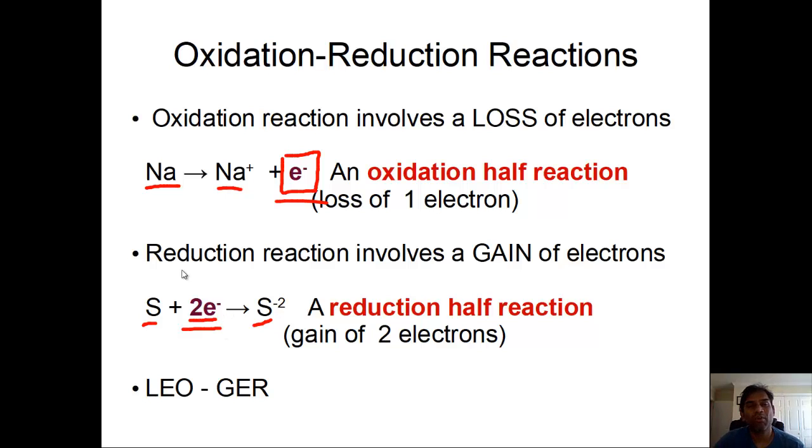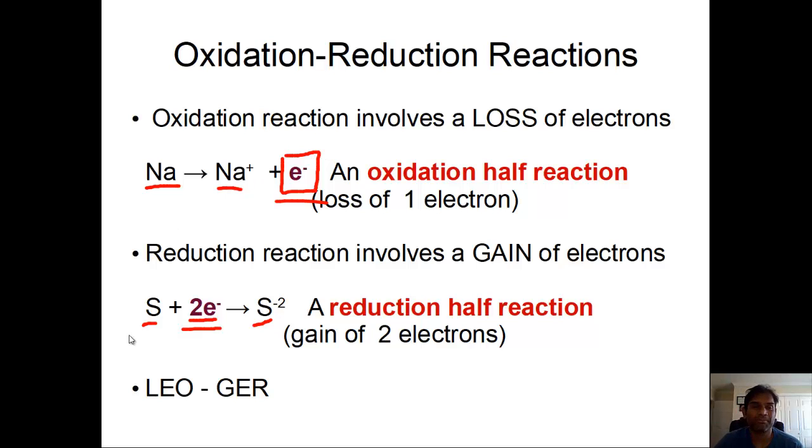One more thing I want to point out is the balancing of charge. We want to balance our chemical equation as always, but we also want to balance our charge. So sodium here has no charge. So on the reactant side, the charge is 0. On the product side, the charge is plus 1, minus 1. The charge is 0. So reactant side, the charge is 0. Product side, charge is 0.